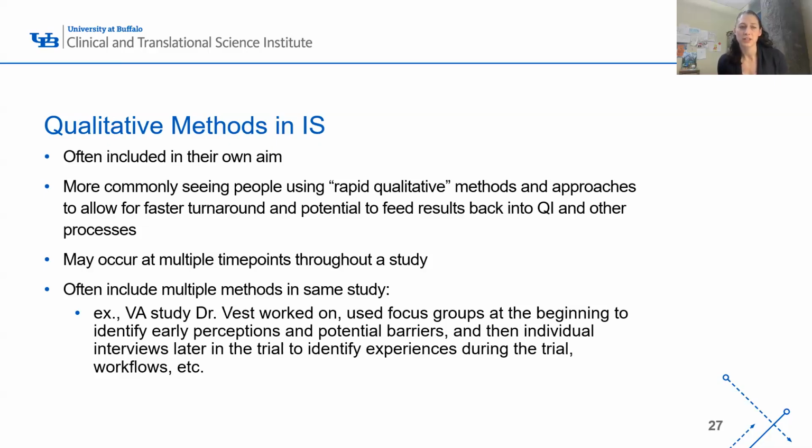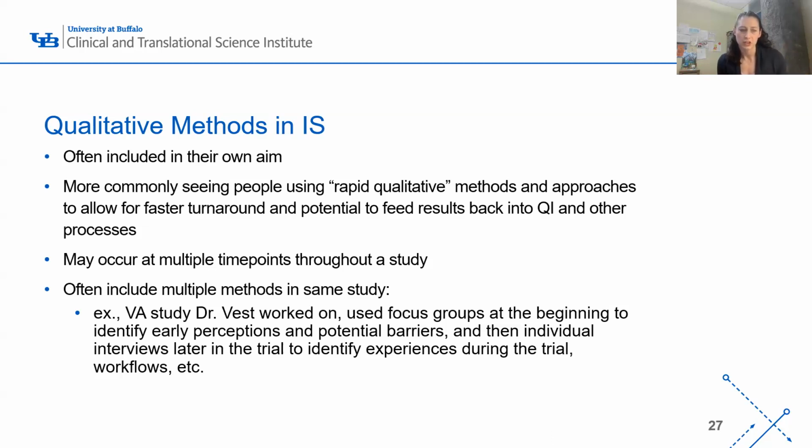Qualitative methods in implementation studies often also occur at multiple time points over the course of a study. And so we'll talk a little bit more about that in the next session on barriers and facilitators, but you might want to sort of reassess at several points throughout an implementation. And there are various methods for doing that. And we're often combining multiple qualitative approaches within the same study.